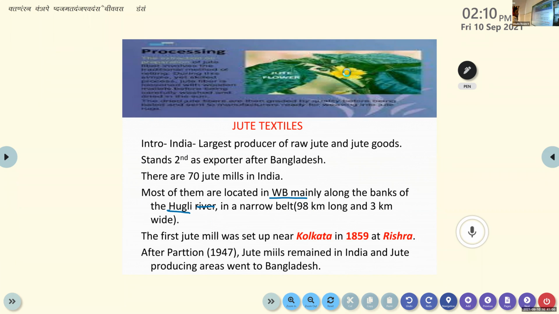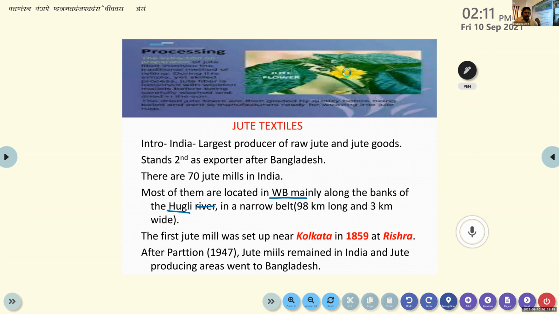Okay, so the answer is here. Most of the jute mills in India are located in West Bengal, and there are various reasons for that. We already discussed in the last class. One is cheap water transportation.